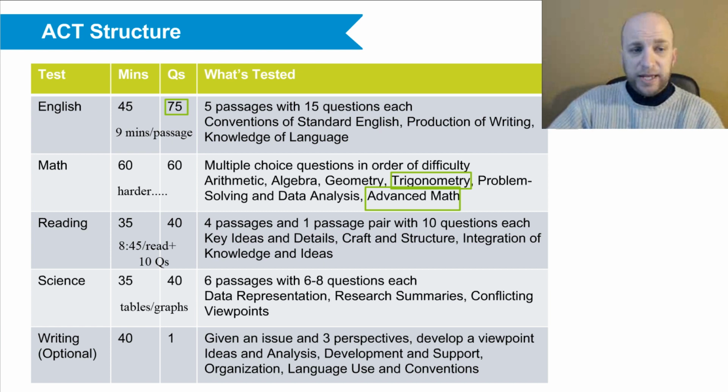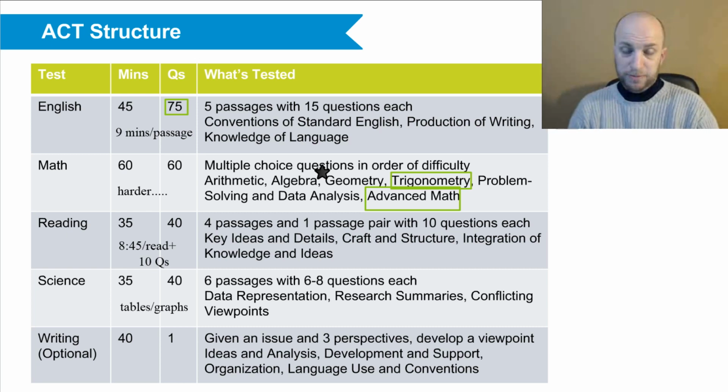One big difference, I'm going to put a little star by this one, is the geometry. On the ACT, the geometry makes up a much larger portion, anywhere from a third to a half of the questions. On the SAT, it's only about 10% of the math. That might be a reason why you pick one test over the other.